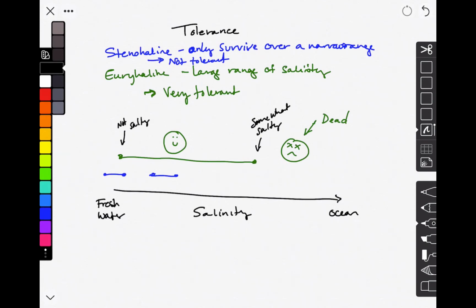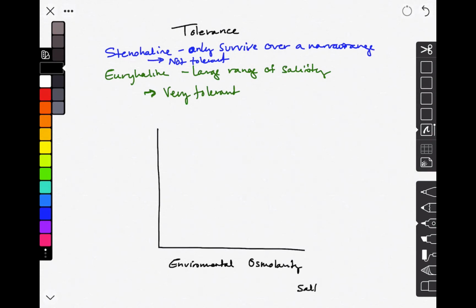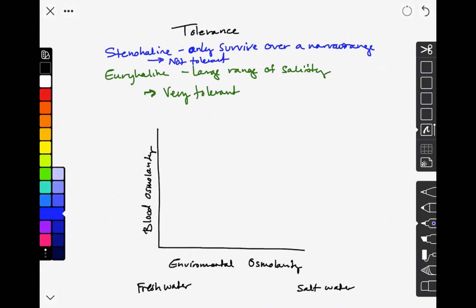So, we love to talk about this when we talk about conformers and regulators. Now, I'm going to do the graph. If we look at the environmental osmolarity, this would be like salt water over here, and over here would be fresh water. And we look at the animal's blood osmolarity. What you'd find is similar to what we saw before. A stenohaline animal is only going to be tolerant over a narrow range of conditions. A euryhaline animal is tolerant over a broader range of conditions.